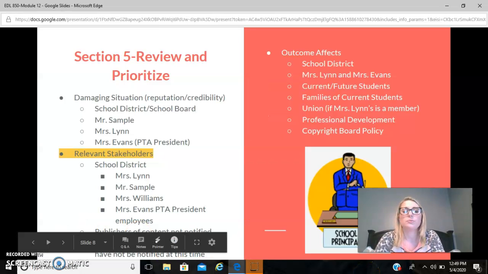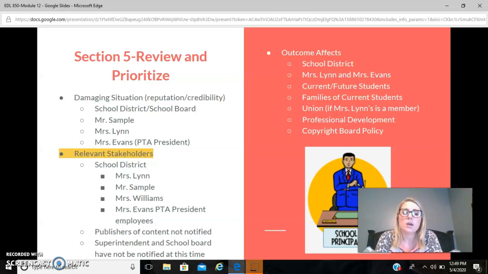Section 5, to review and prioritize. This is a damaging situation. This can affect the reputation and credibility of the school district if this copyright infringement is not taken care of. The school district and school board would appear to have their reputation damaged. Mr. Sample, if he does not address this situation in a timely fashion, it could also affect him. Mrs. Lynn and Mrs. Evans could definitely be sued for their part in the copying of the computer programs.